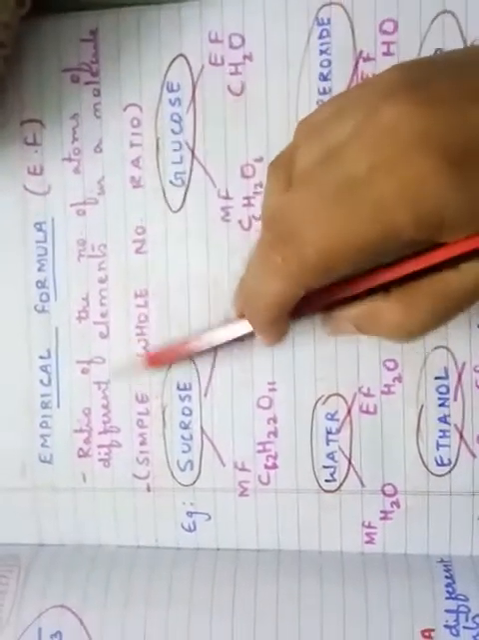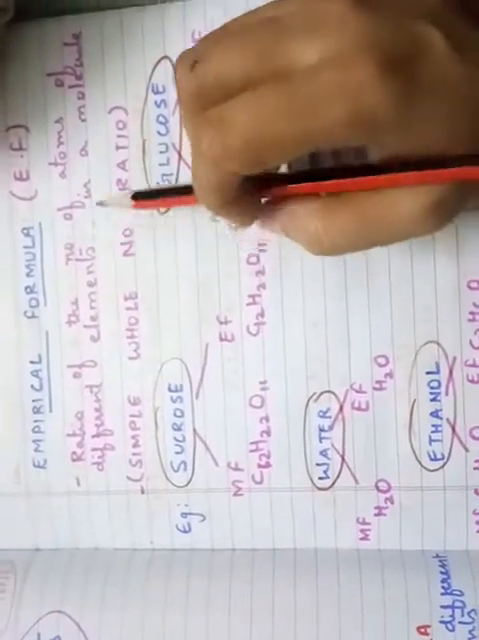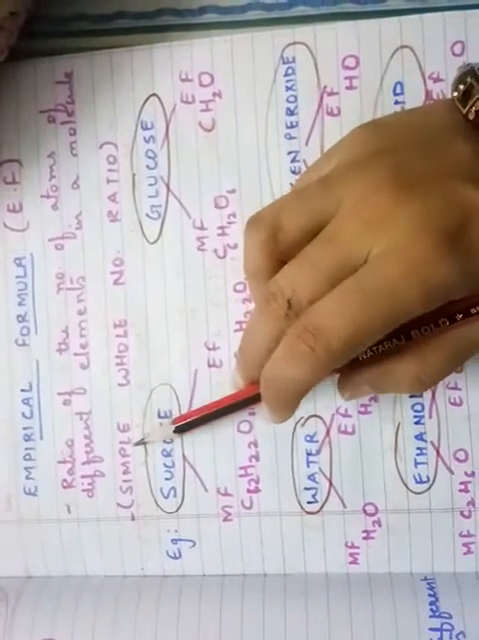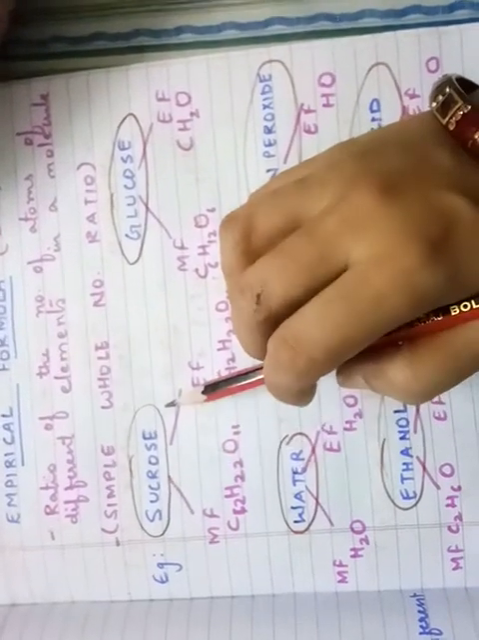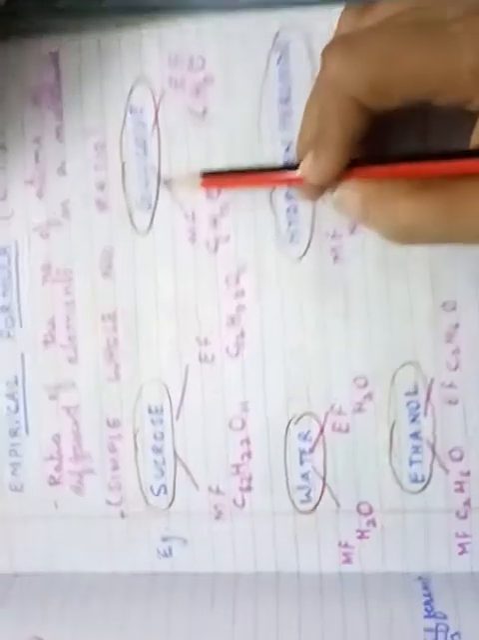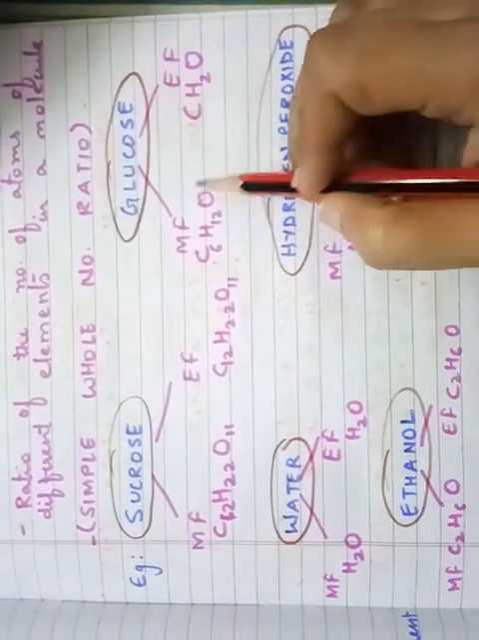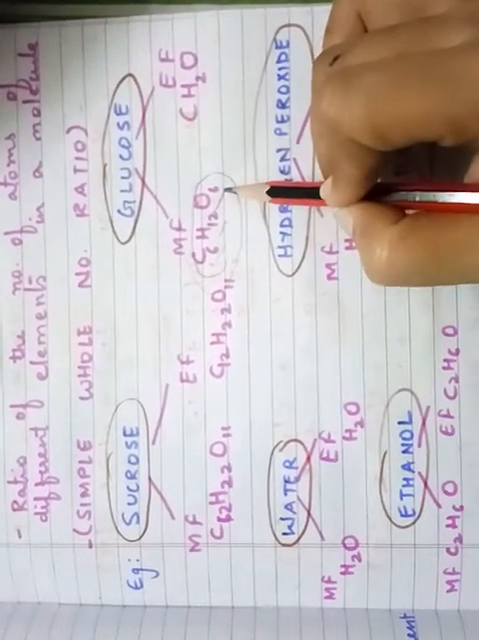Now empirical formula. So what is empirical formula? It tells us about the ratio of the number of atom of different element in a molecule of the compound. So it tells us about the simple whole number ratio of the different elements atom number. For example, I'll take first example as glucose. Now glucose has a molecular formula C6H12O6. Now it tells us about the exact number of all the atom. How many carbon, how many hydrogen, how many oxygen.